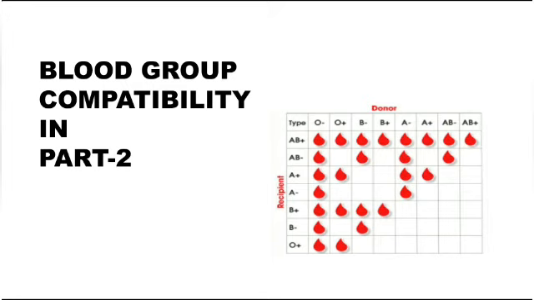So this I have covered in part 1. Now the blood grouping compatibility, that is, which blood group can donate blood to which other blood group, you will understand in part 2. And one more thing, why O negative is considered to be donor and why AB positive is considered to be universal recipient. All these things we'll be discussing in part 2.